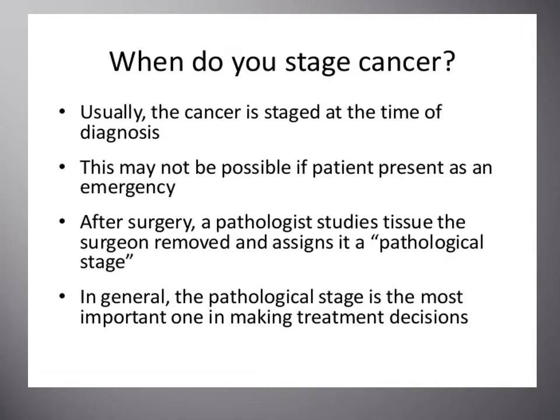When do you stage cancer? Usually cancer is staged at the time of diagnosis, and this may not be possible if the patient presents as an emergency. So after surgery, a pathologist studies the tissue the surgeon removed and assigns it a pathological stage. In general, the pathological stage is the most important one in making treatment decisions.